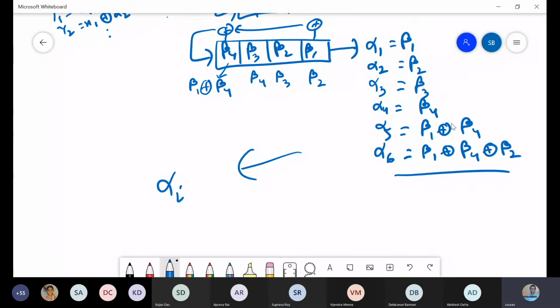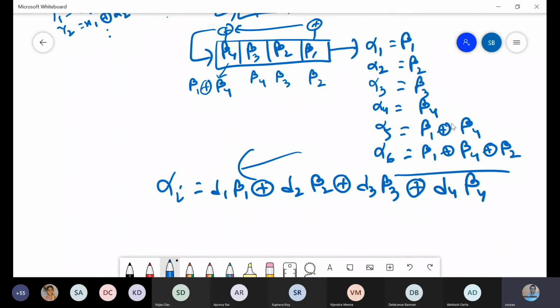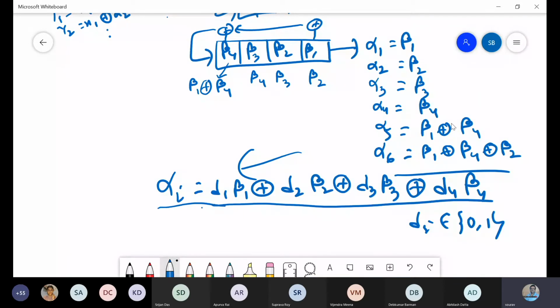Any alpha can be written as a linear combination of these betas: D1 beta 1 XOR D2 beta 2 XOR D3 beta 3 XOR D4 beta 4, where the Di are either 0 or 1. Is it okay? So they are basically linear, any alpha.